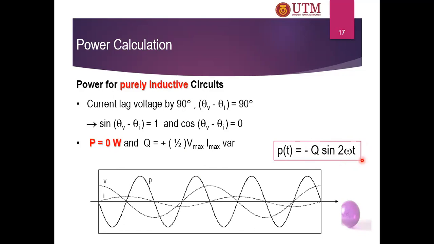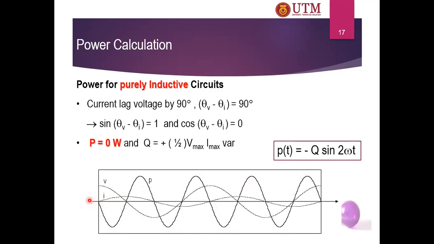The first and second terms are 0 because P is 0, due to the cosine term of (θv minus θi) being 0. So for a circuit that contains only an inductor element, the instantaneous power is negative Q sine 2ωt. When we plot it here, we will have it like this. So this is the plot of your instantaneous power.